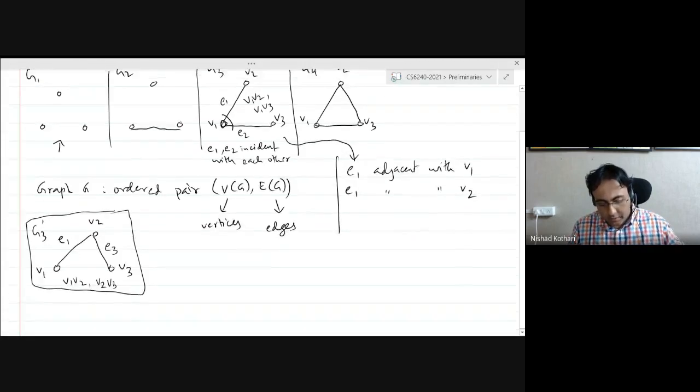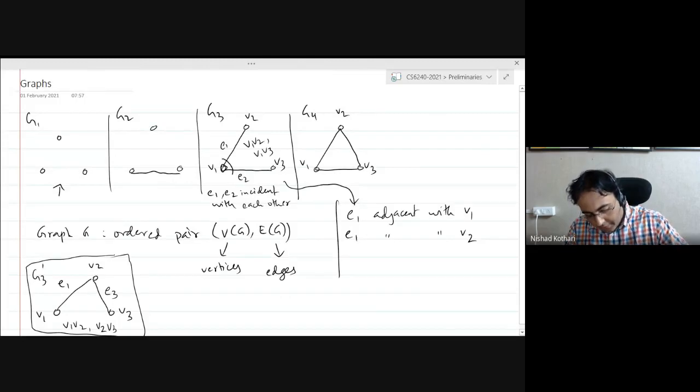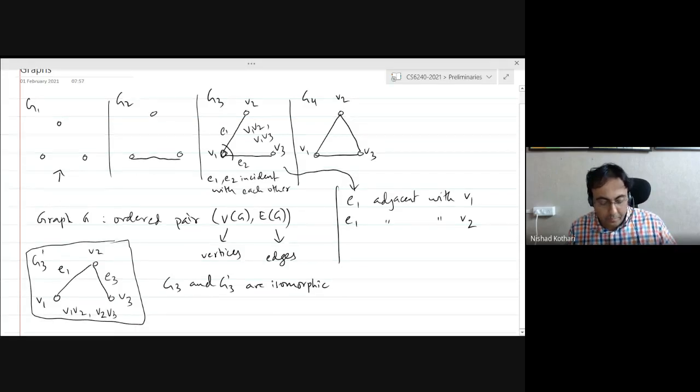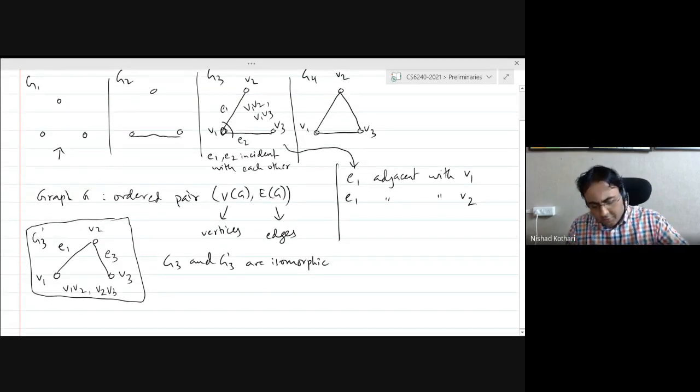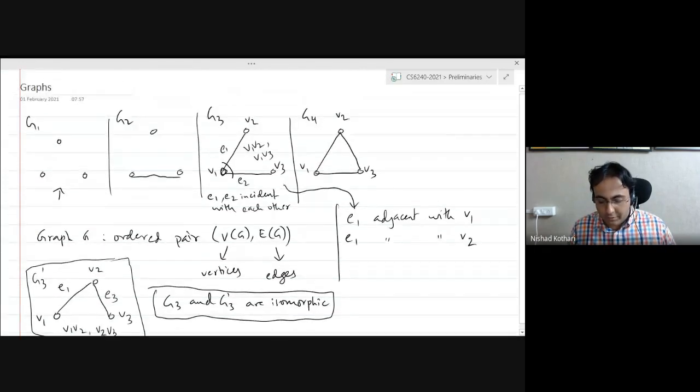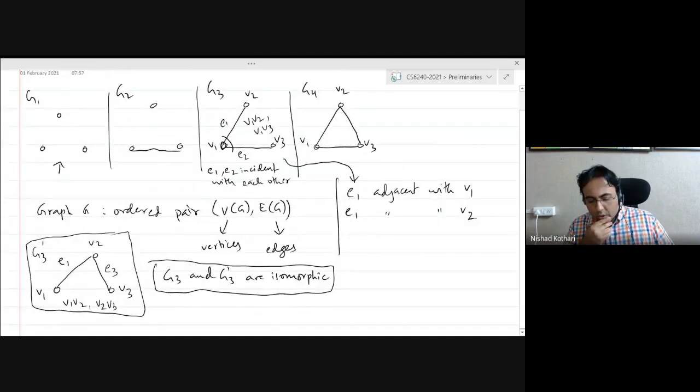And that brings us to the other definition, which is that two graphs are isomorphic. So G3 and G3 prime are isomorphic because you can just relabel the vertices, but the structure of the graph is actually the same, right? We will write down the formal definition of this later, but I'm hoping that everybody has seen this definition before. When are two graphs isomorphic and when are they not isomorphic? If you haven't, then please type it in the chat box so that I know that I should cover the formal definition. Okay, good.